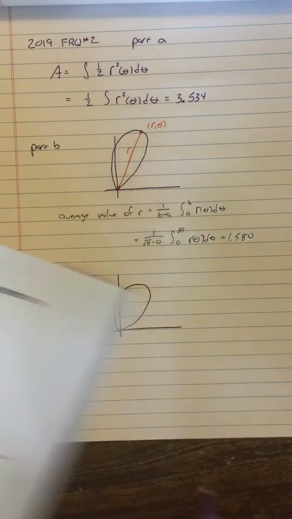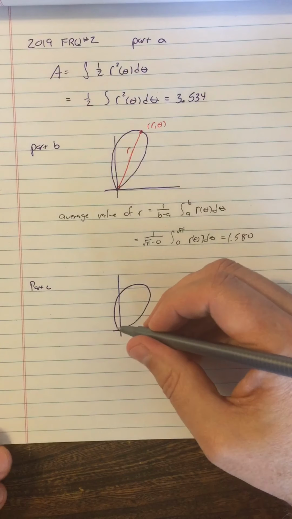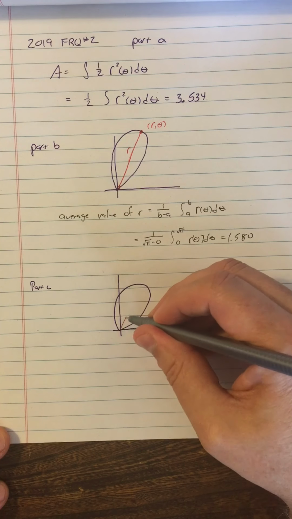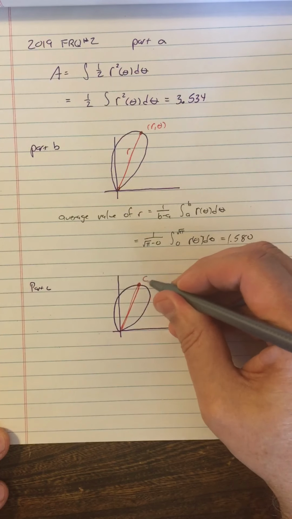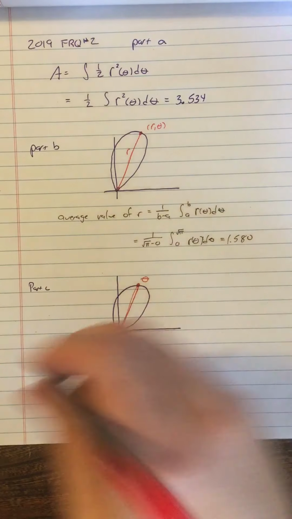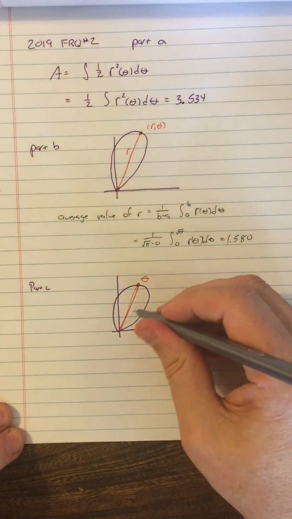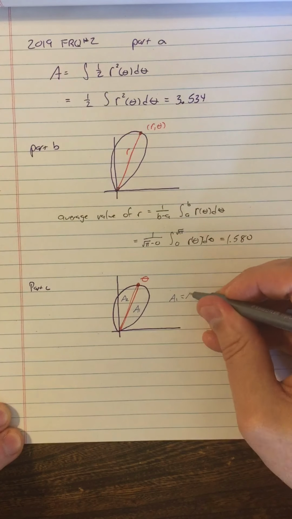All right, so we're looking at our shape, and what they like to do is basically make you set up an integral that cuts the shape in half. So if I'm going to draw a line that cuts the area in half like that, then that's going to happen at some angle theta. And if I call these two different areas area 1 and area 2, then what I want is area 1 to equal area 2.